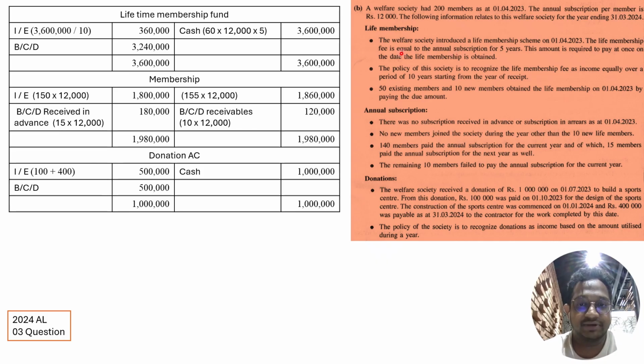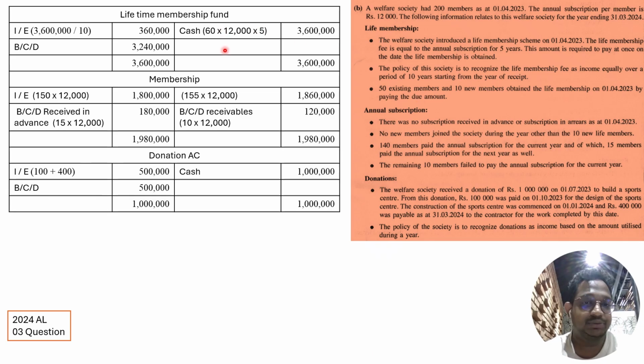So in life membership, the welfare society introduced a life membership scheme on 1st of April 2023. The life membership fee is equal to the annual subscription for 5 years, and this amount is required to be paid at once on the date the life membership is obtained. The policy of the society is to recognize the life membership fee as income equally over a period of 10 years starting from the year of the receipt, and 50 existing members and 10 new members obtained the life membership on opening day. So which means altogether 60 members started the lifetime membership fund.